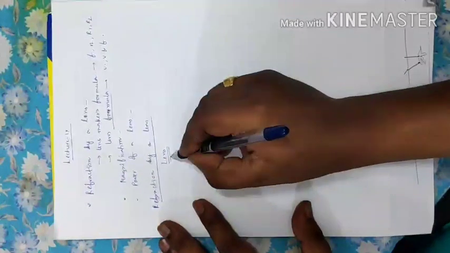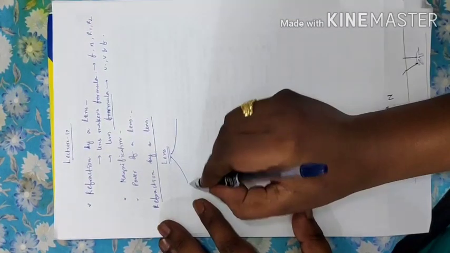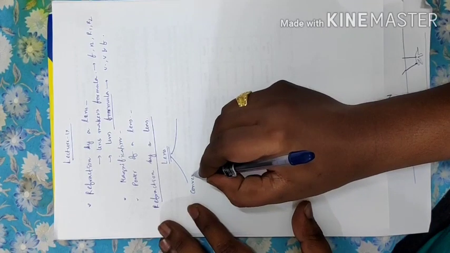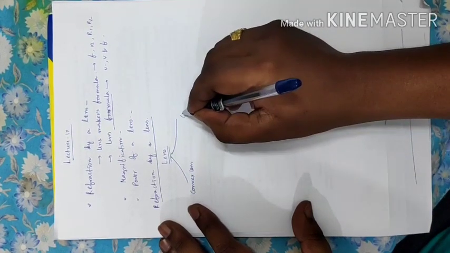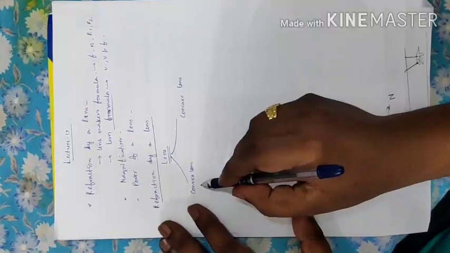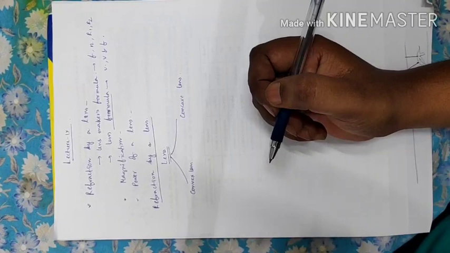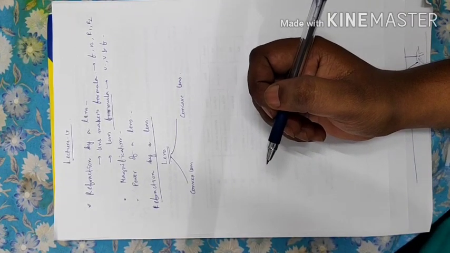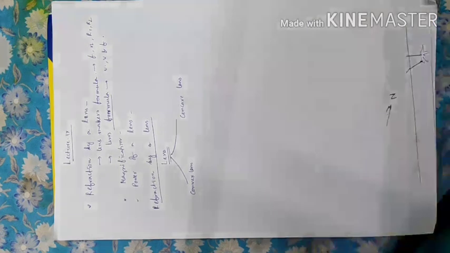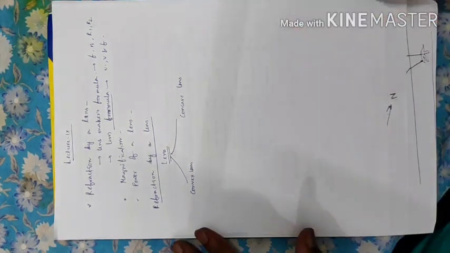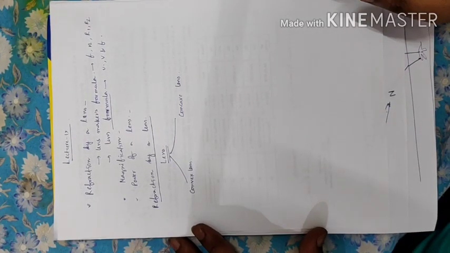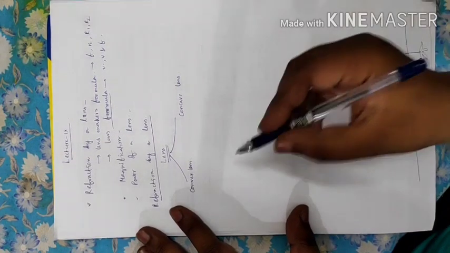Lenses are of two types. One is a convex lens, another is a concave lens. A convex lens is a lens that is manufactured as the combination of two convex surfaces.